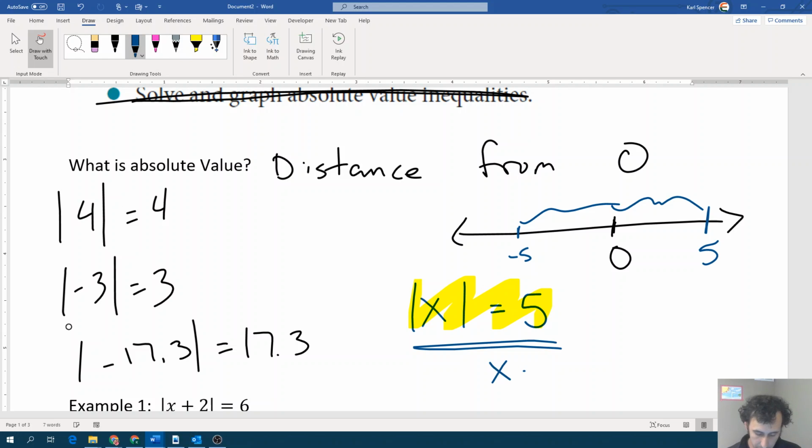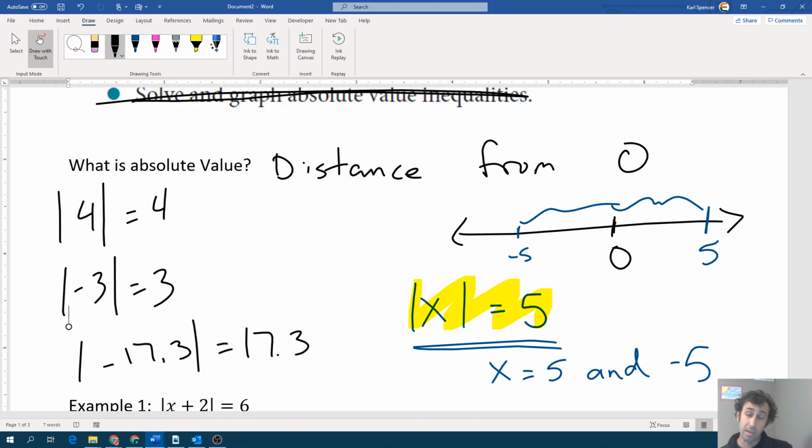So for our first example here, what numbers are 5 units away from 0? Well, we actually have 2 answers. It's 5 and -5. They are both correct, and you would need both those solutions for this problem to be considered correct. So we can go to both sides of the equal sign.